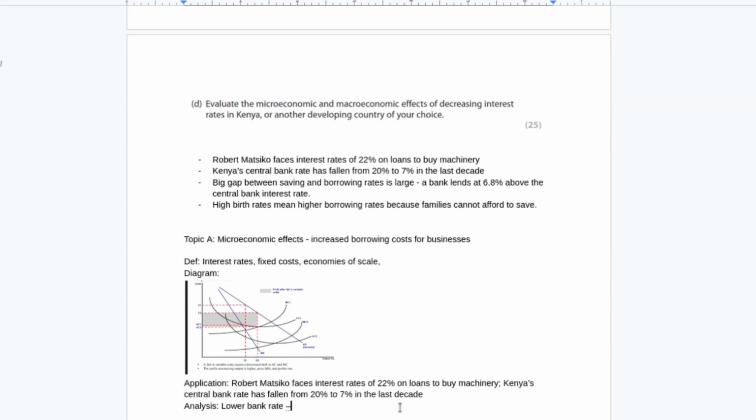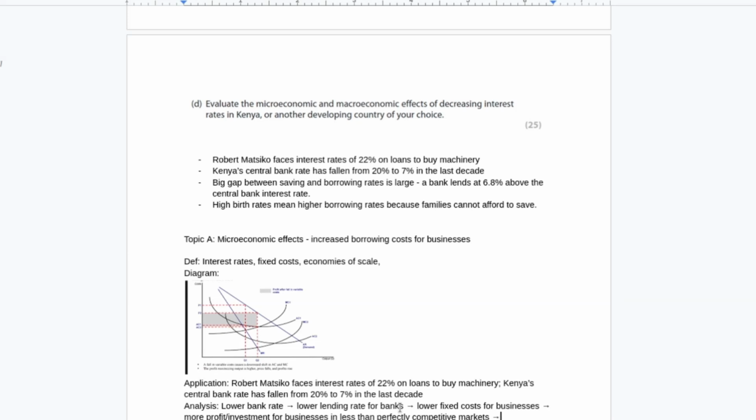In terms of the analysis, I want an explanation that's connecting that lower bank rate with lower interest rates in general in the economy. Because that's the rate at which commercial banks are borrowing from the central bank, that's going to affect the interest rates they're setting for consumers and for businesses. The question says effects of decreasing interest rates in Kenya, so it's not specific to the bank rate. I think we can also assume generally that interest rates are falling, but I would want to see that link.